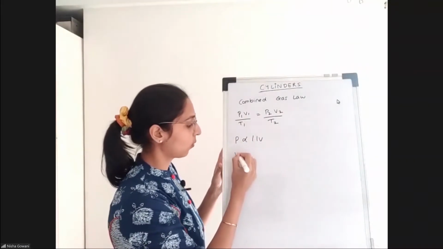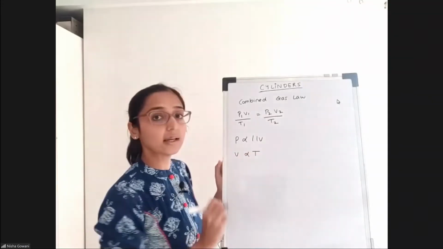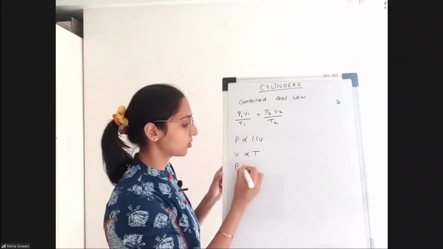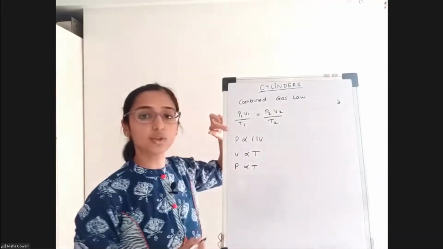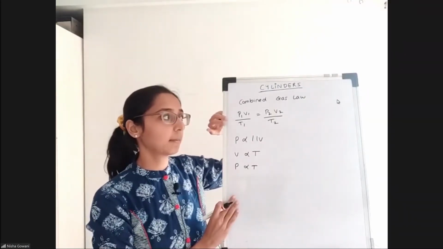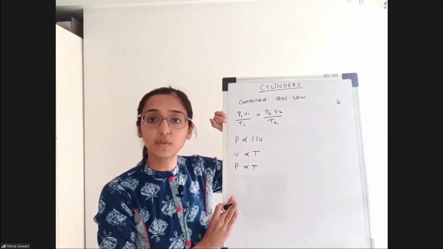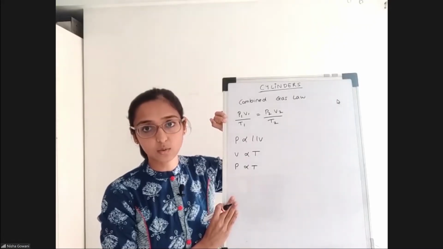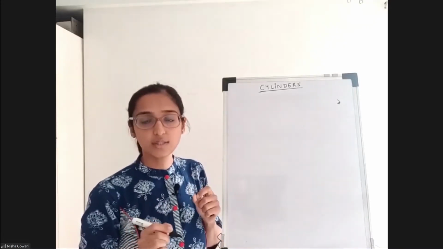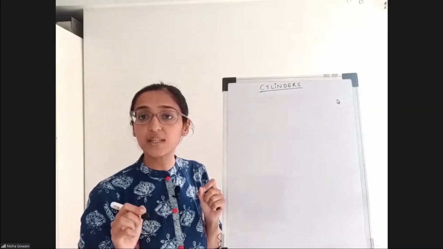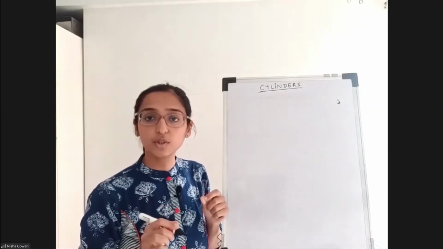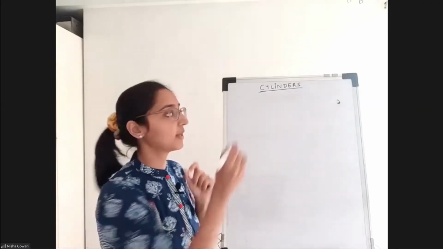Volume and temperature are directly proportional to each other. Pressure and temperature are directly proportional to each other. So this is the combined gas law, a combination of Boyle's law, Charles' law, and Gay-Lussac's law. A full oxygen cylinder is going to be filled up to its service pressure. The service pressure of the oxygen cylinder is 1900 psi.